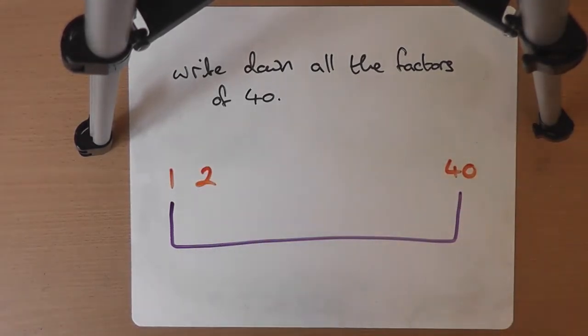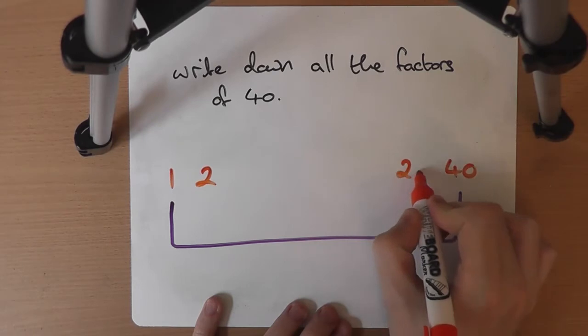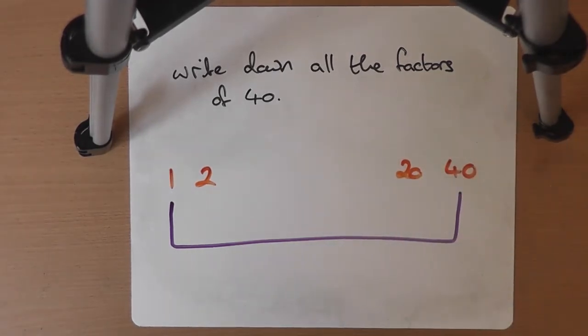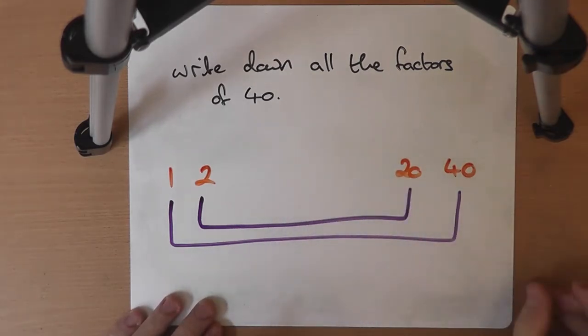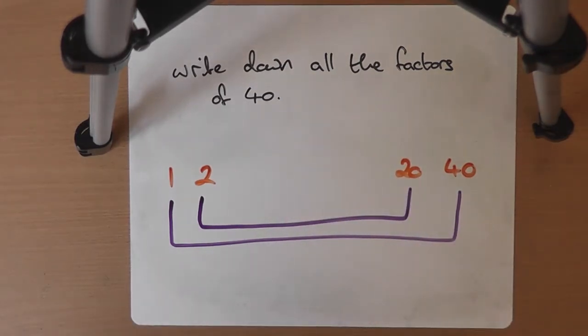And how many 2s are there in 40? There are 20. So 20 can go on the list at the other end. And they are a pair. 2 and 20 are a factor pair. And now any other factors must be between 2 and 20.